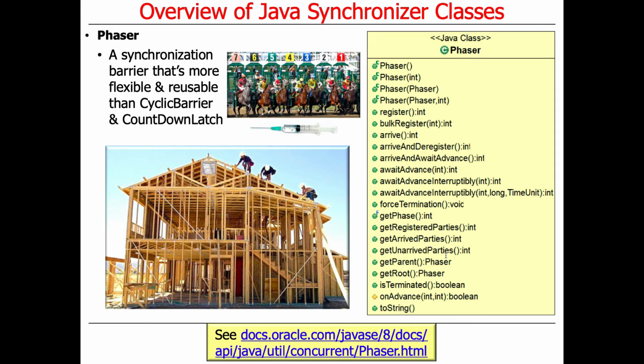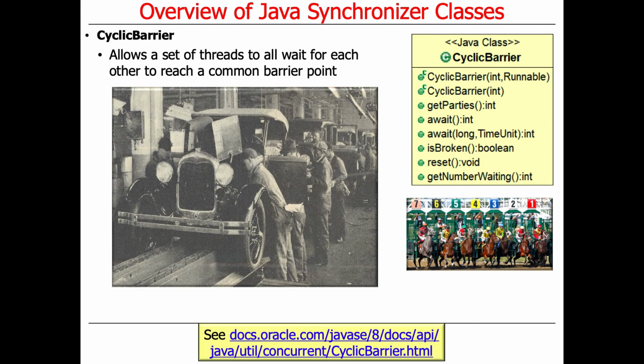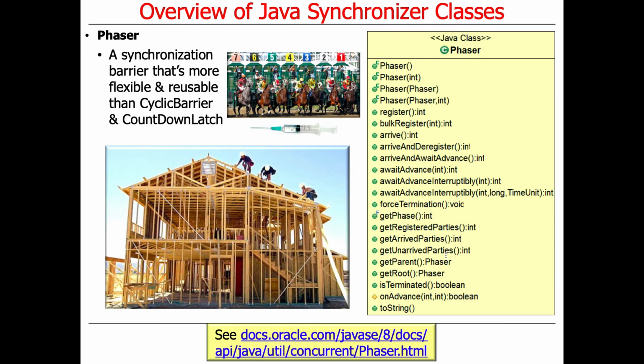So a cyclic barrier can do phases, but it's always the same number. It's always n, whatever you initialize the thing to begin with. It's n of them. Whereas with a phaser, you can dynamically change the number of things you're going to expect for a given phase. So what's an analogy of something like that?